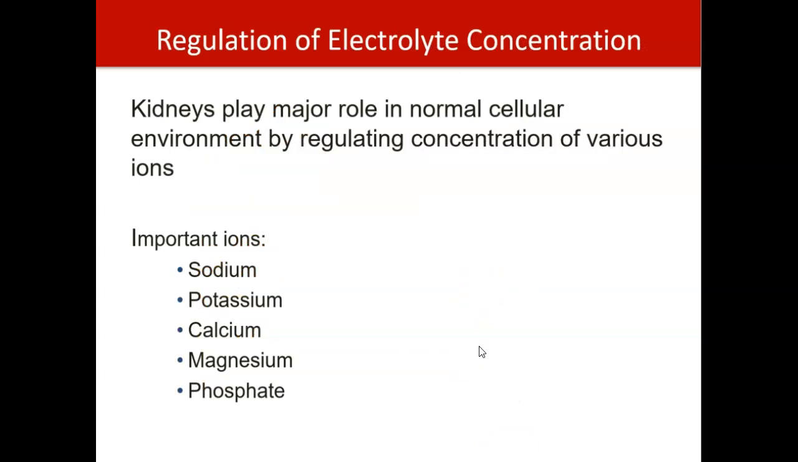So that's kind of how the kidneys use these hormones, or how the body balances the kidneys with these hormones, to try to keep the right amount of fluid in our blood at all times to help us maintain a good blood pressure and perfusion. There are several important ions that our kidneys are also responsible for regulating the concentration of. Those ions are sodium, potassium, calcium, magnesium, and phosphate.